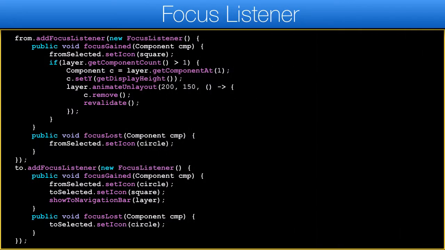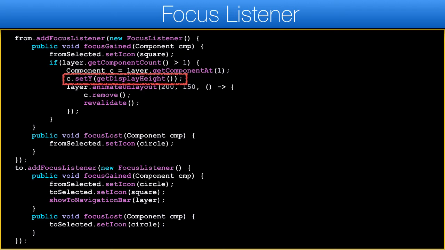Now that we added this, we need to show this UI and hide it when the user toggles the focus in the text fields. We can do this by binding focus listeners to the to and from text fields. When focus is lost or gained, we toggle between the square and circle modes by setting the icon to the appropriate labels. We always have one container in the layer, except for the case where the second component is the where-to container. It's always the second component because it's always added last.